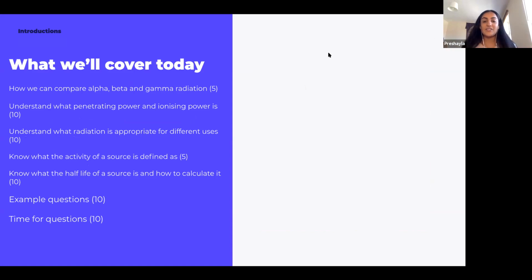Know what the activity of a source is defined as and what kind of units we use to measure it in. And then finally, to know what the half-life of a source is and how to calculate it. We'll go through example questions and I'll take your questions at the end as well.